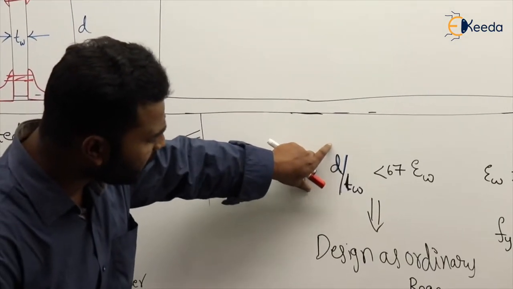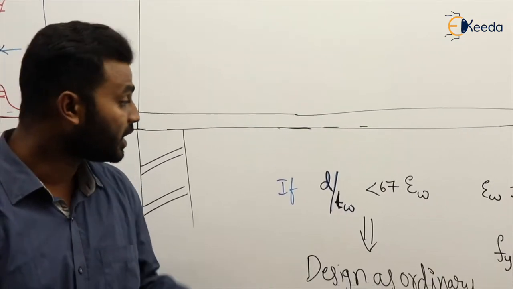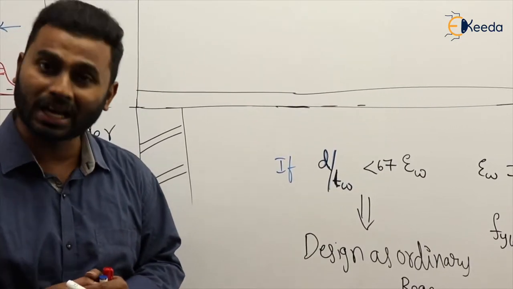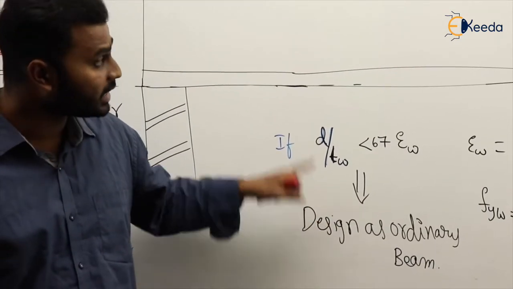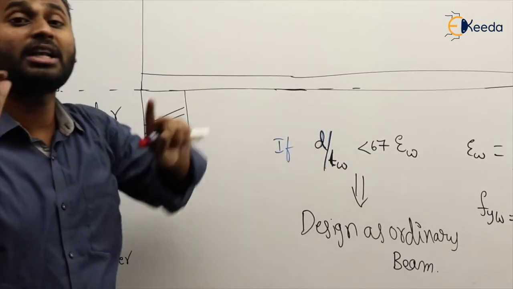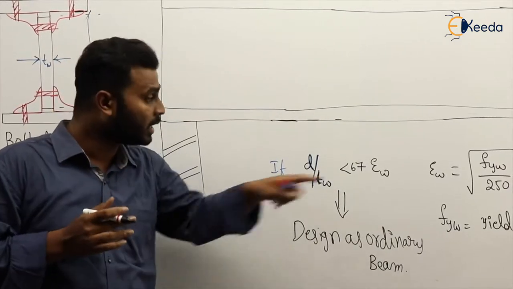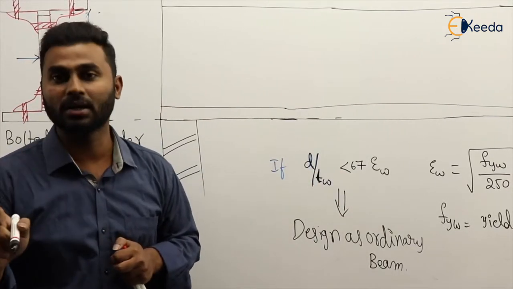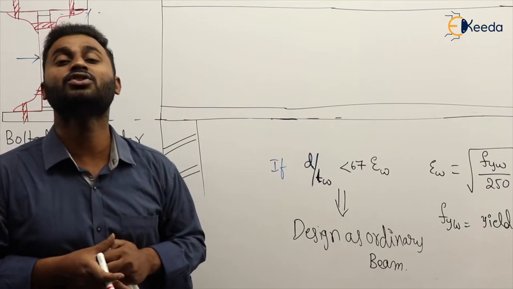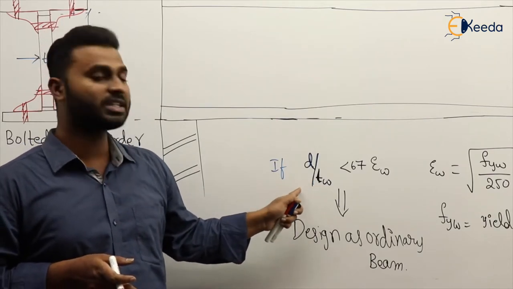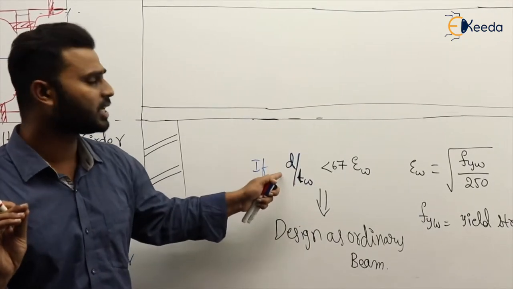Actually, what does this ratio signify, and why is it important? Based on this ratio, we say whether the web is going to buckle or not. If d by tw is less than 67 epsilon, then the web will not buckle, and we can design the given plate girder as an ordinary beam. But if the depth of the web by the thickness of the web ratio is greater than 67 epsilon w, then the web is going to buckle. If the web buckles, then we have to design it as a slender section. A plate girder is usually a slender section. If it satisfies this condition, then it is not slender; it may be plastic, compact or semi-compact. But usually for a plate girder, this ratio is greater than 67 epsilon.